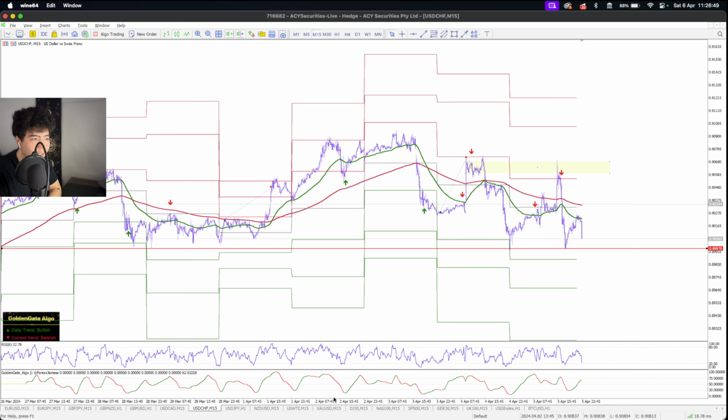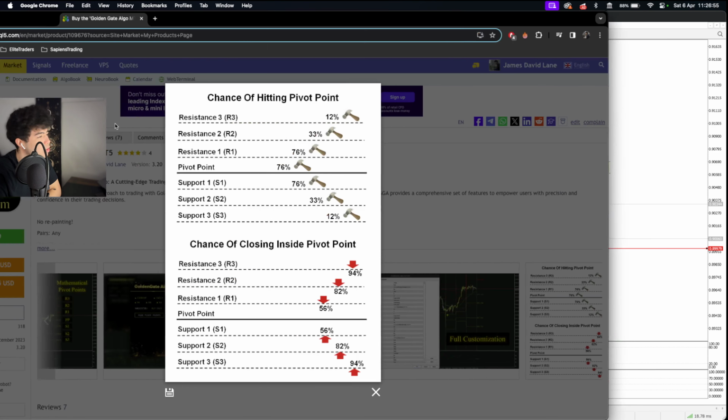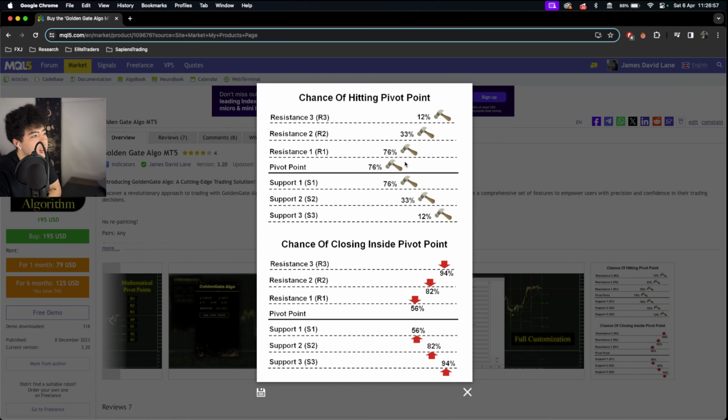So the last thing I want to get into is the probabilities of pivot points. On R3, which is the top red line, we have a 12% chance of this actually being hit. So it's a very, very small probability. But then on R3, we have a 94% chance of it being rejected. So if it hits R3, which only has a 12% chance, there is then a 94% chance that price will reject and close back below R3. And the same thing goes for S3. We have a 94% chance that it will reject and close back above S3.